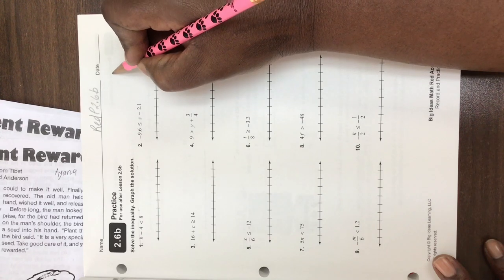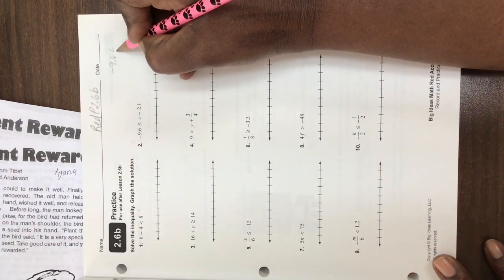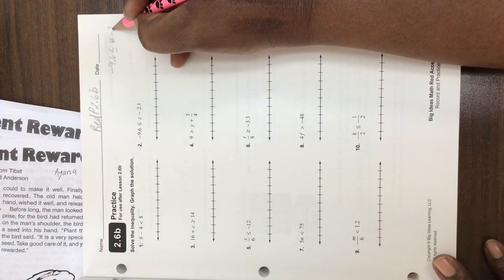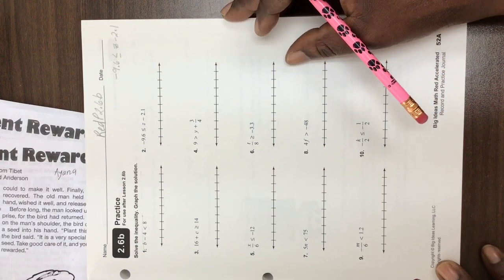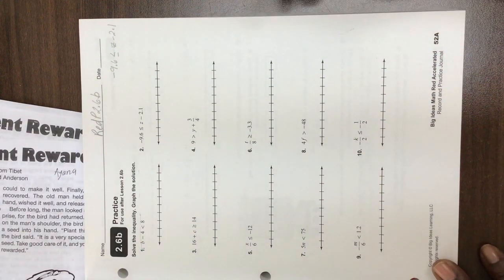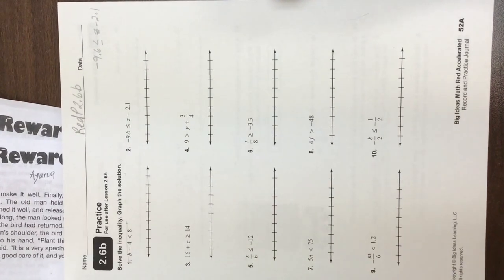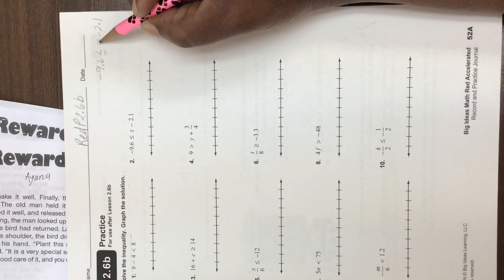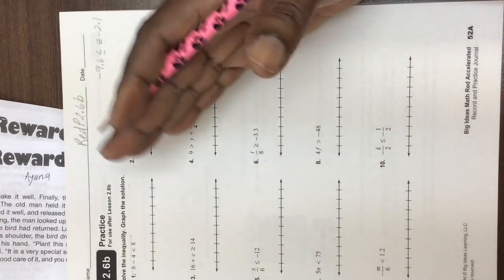Here we have negative 9.6 is less than or equal to z minus 2.1. Okay? Now, when we take a look at this, we recognize that z is the variable that we need to isolate. So we put z in charge of this side of the inequality, and we say that everything that is associated in z's house or z's section needs to be eliminated or moved.